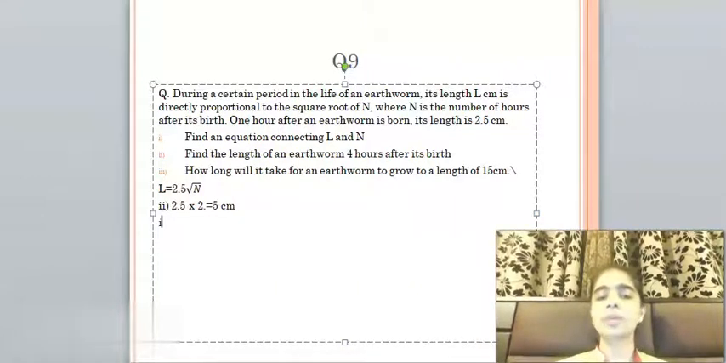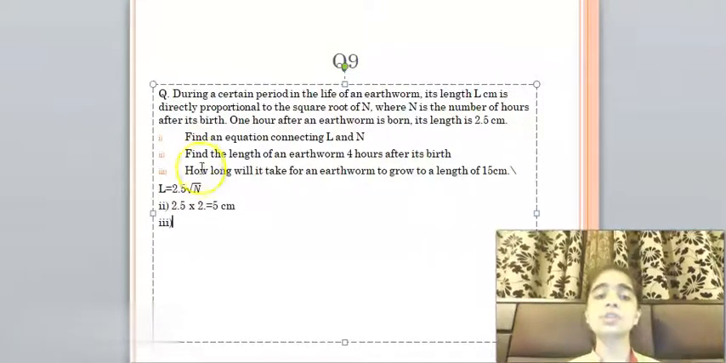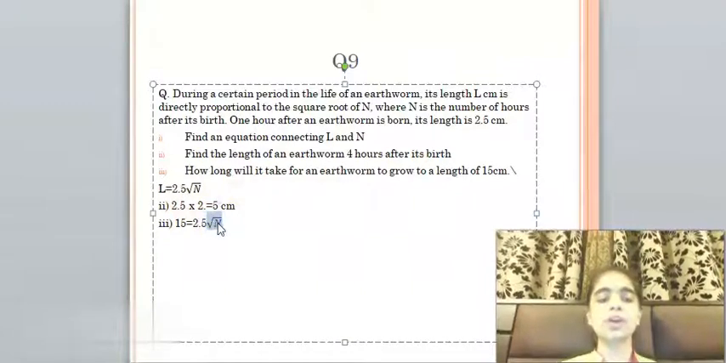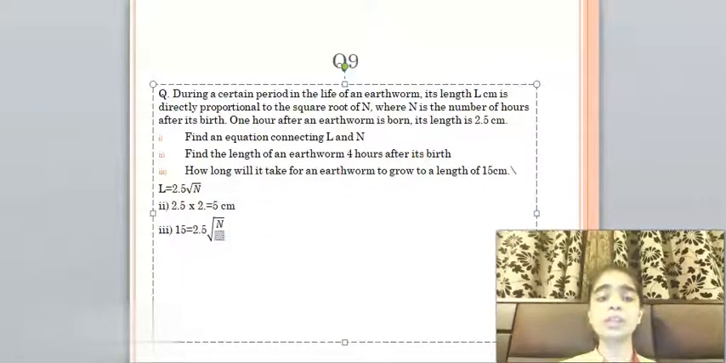Alright. Now coming towards part 3. How long will it take for an earthworm to grow to a length of 15 centimeter? We will use this same equation, but in place of L, we will put 15. Then we will do 15 divided by 2.5. That will give us under root n. So under root n will be equal to 15 divided by 2.5.